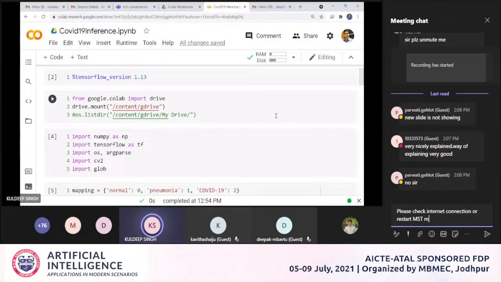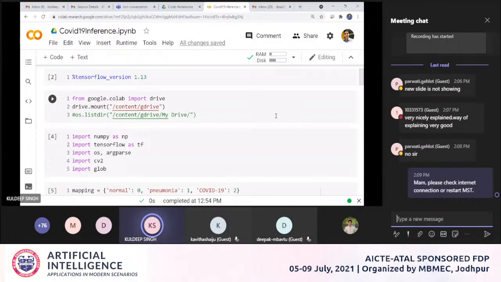So basically, I have developed a Python notebook for testing of chest X-ray, detection of COVID-19 from the chest X-ray. We trained a model on a public data set for chest X-ray images, and the trained model I have saved on my drive.